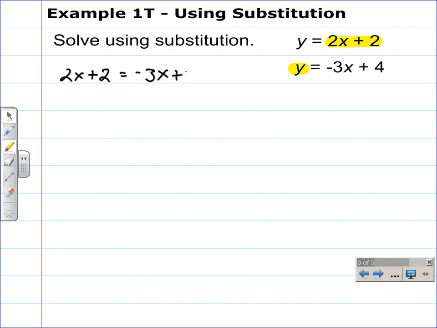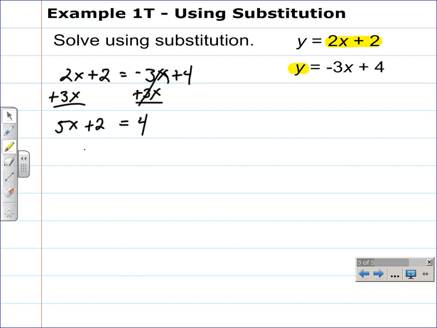negative 3x plus 4. This type of substitution gives you an equation with variables on both sides, so we need to collect the variable terms on one side. I'll do that by getting rid of the negative 3x using the addition property of equality, and I add 3x to both sides. On the right hand side they cancel out, leaving a positive 4. On the left hand side, 2x plus 3x is 5x, and bring down the plus 2.